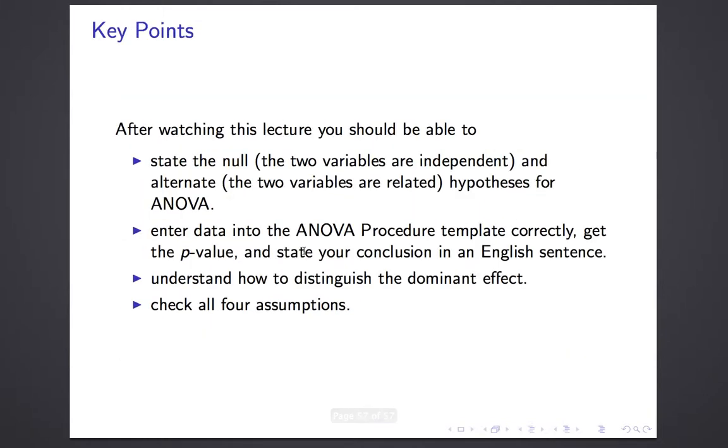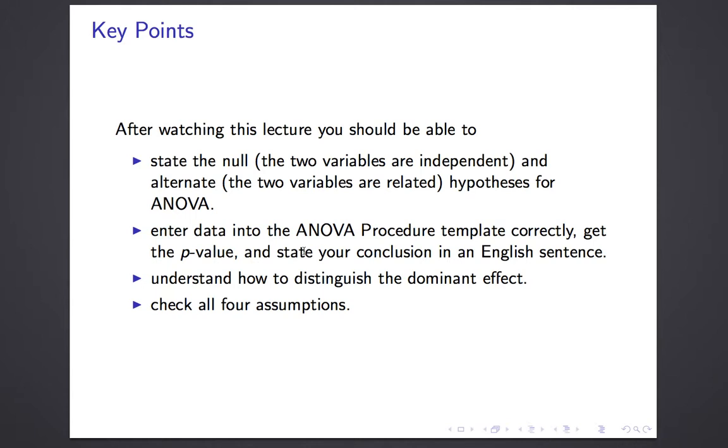Okay, here's what you should be able to do. After watching this lecture, you should be able to state the null and alternate hypotheses for ANOVA. By now, this should be getting kind of dull. The null hypothesis is the variables are independent, and the alternate is that they are related or associated. You should be able to enter the data into the ANOVA procedure template correctly and get the p-value and state your conclusion in an English sentence.